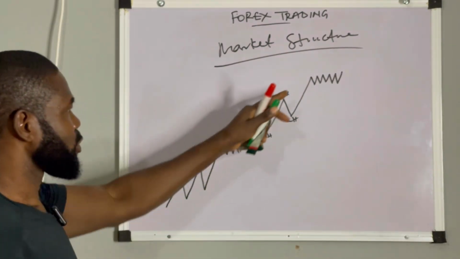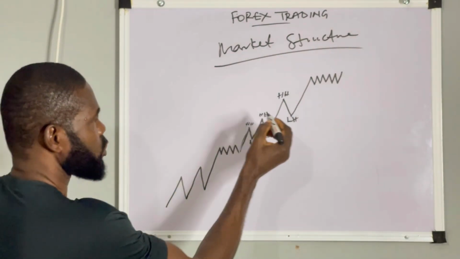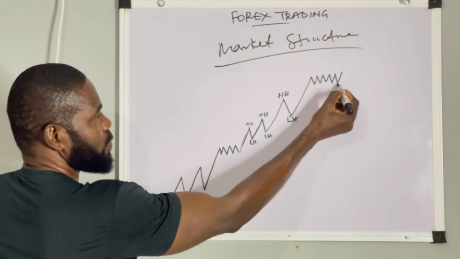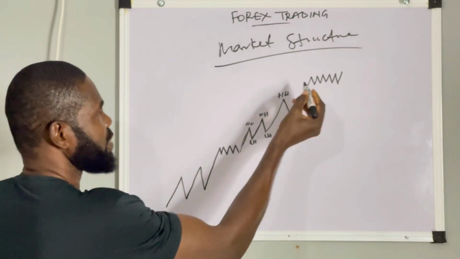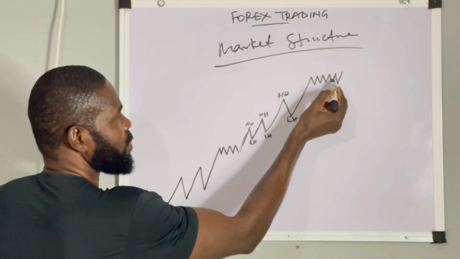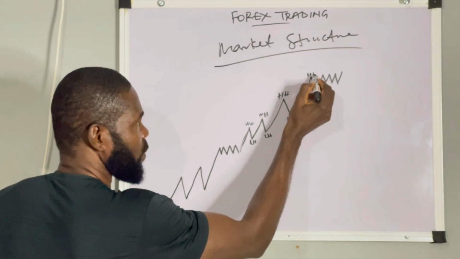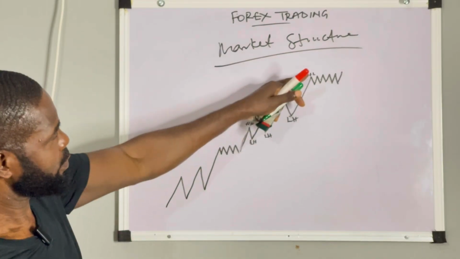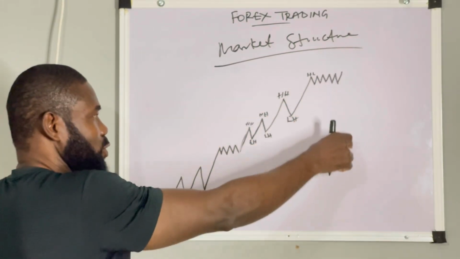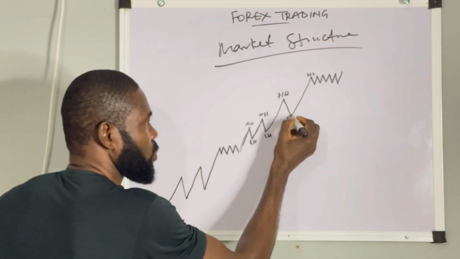So for this market to turn to downtrend, this structure must be broken, not this one. Because all this impulsive movement has not broken this higher high. So this is the main trend. So for this trend to change to downtrend, this one must be broken.